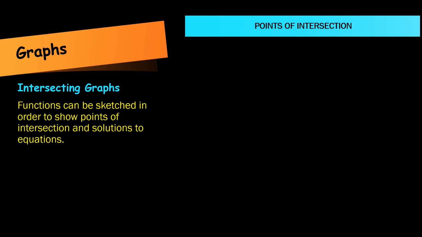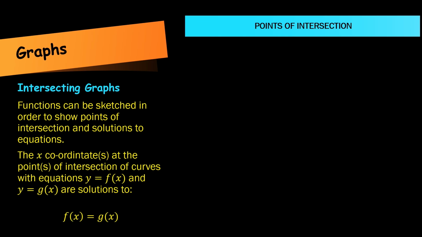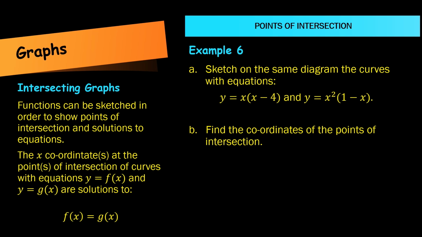Now let's take a look at intersecting graphs. Functions can be sketched in order to show points of intersection and solutions to equations. The x-coordinates at the points of intersection of curves with equations y equals f of x and y equals g of x are solutions to f of x equals g of x. So let's take a look at an example.